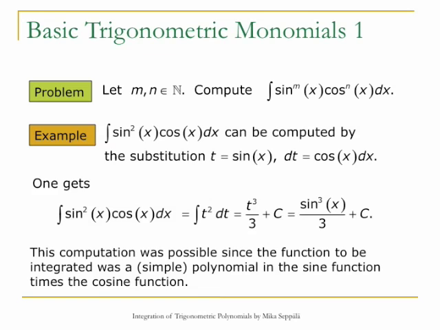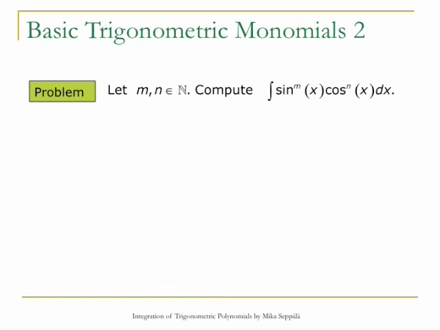This computation was possible since the function to be integrated was a simple polynomial in the sine function times the cosine function. But this idea can be generalized further. So we consider a general integral of the type sine to some positive integer power m x times cosine to some other positive integer power n x dx.